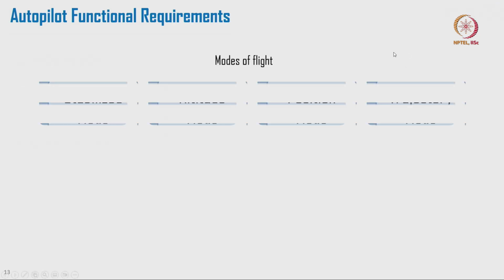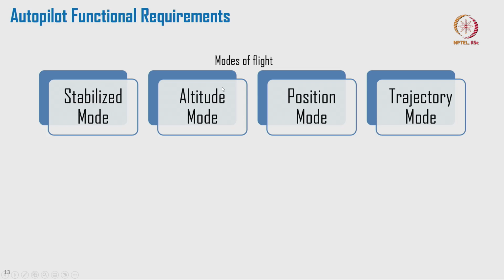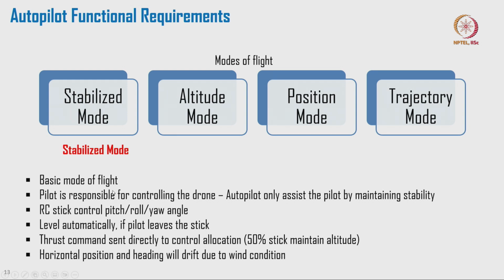Now, different modes of flight. We talked about stabilized mode, altitude mode, position mode and trajectory mode. To recollect, stabilized mode is a very basic mode of flight. The pilot is responsible for controlling the drone. The autopilot only stabilizes the drone, which means it maintains only the attitude of the drone. The RC stick controls the pitch, roll and yaw. If you leave the stick, the drone will level automatically and stabilize. The thrust command is directly sent to control allocation.